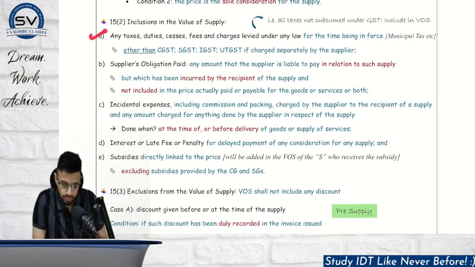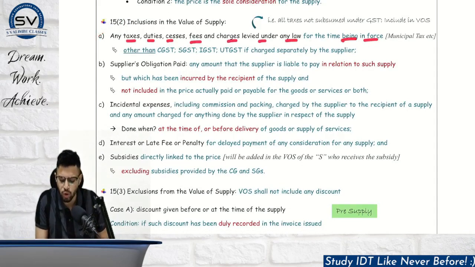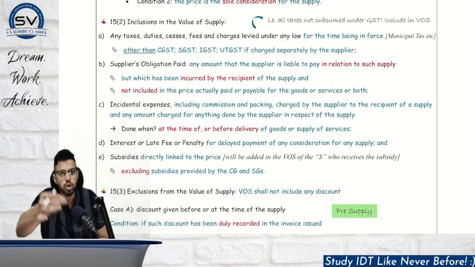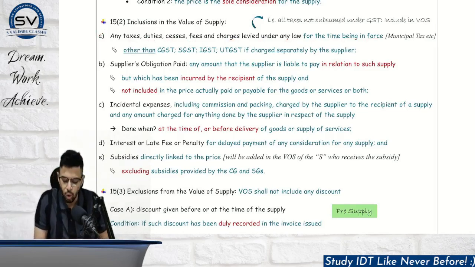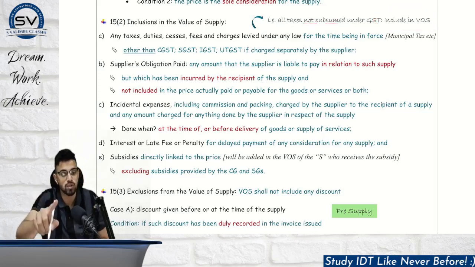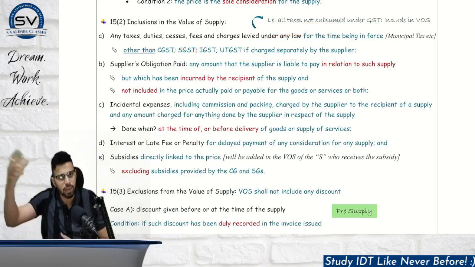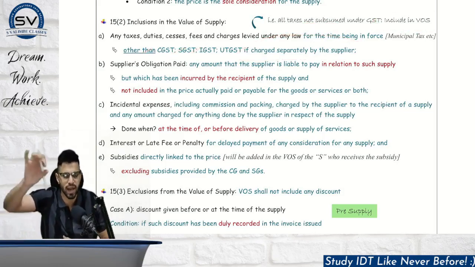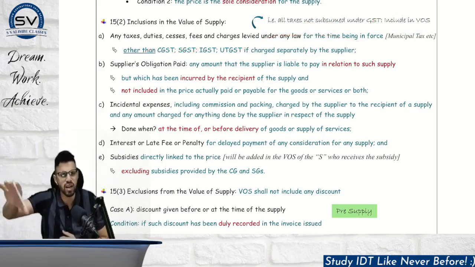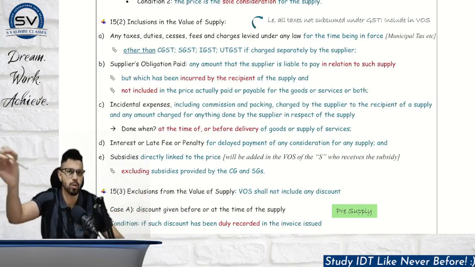Let's see clause number A. Any taxes, duties, cess, fees, charges levied under any law for the time being in force. So in short, this means all the taxes which are not subsumed under GST, you have to include in value of supply. So basically, other than GST, whatever is charged separately in the invoice, for example, municipal tax, X tax, Y tax, whatever it is, you are going to include that for the purpose of levy of GST.